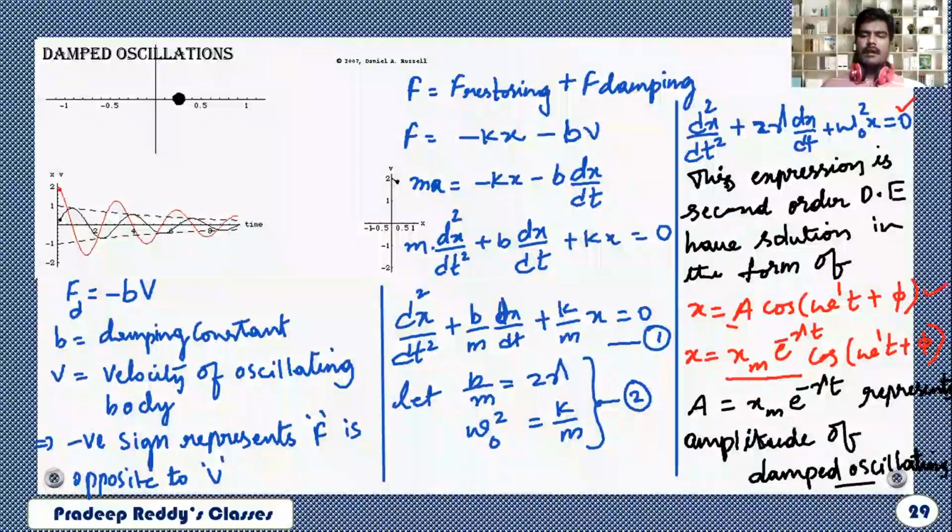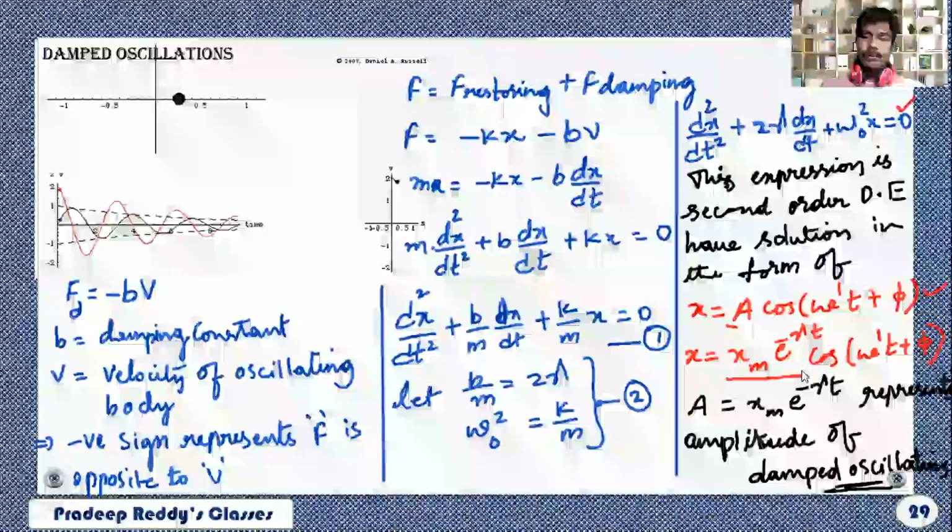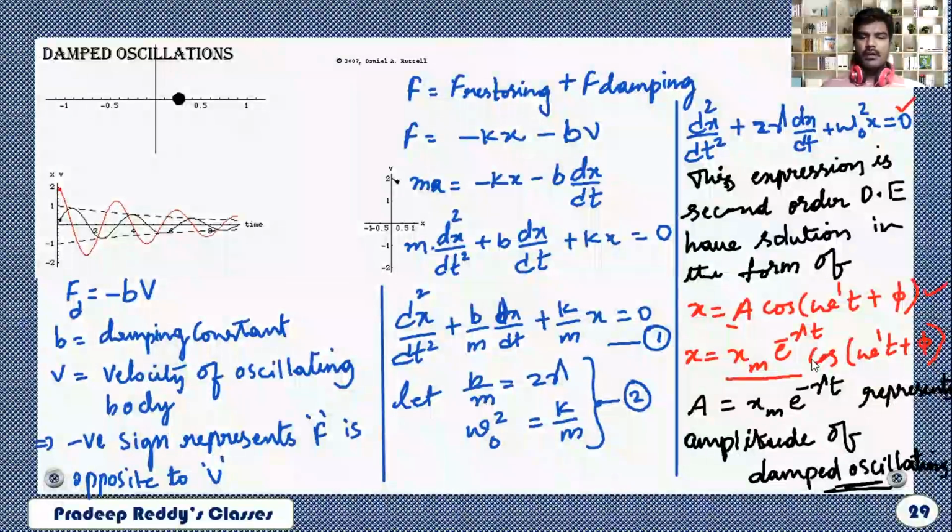It represents amplitude of damped oscillations. So clearly you can understand that this equation, the final equation which I am writing with red ink, is representing a simple harmonic motion, because it is in the form of x is equal to A cos(omega t plus phi). So clearly damped oscillations are also simple harmonic oscillations, but the amplitude of such damped oscillations is not constant. It is variable with respect to time.